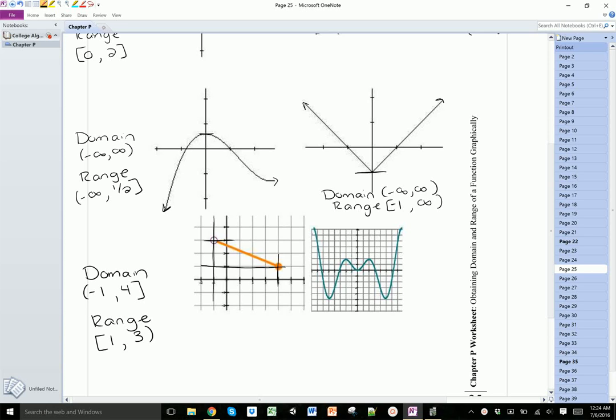Okay. Last one, so we're going to do the same thing. We're going to assume that it goes forever and ever. So the domain is once again -infinity to positive infinity. And the range, it goes down to 1, 2, 3, 4, 5. So sorry, that should be a bracket. -5 up to positive infinity.